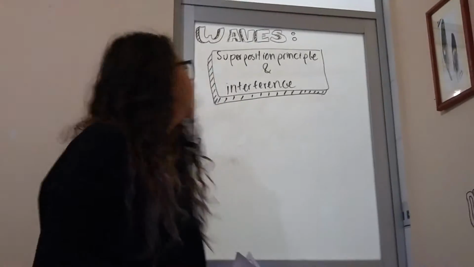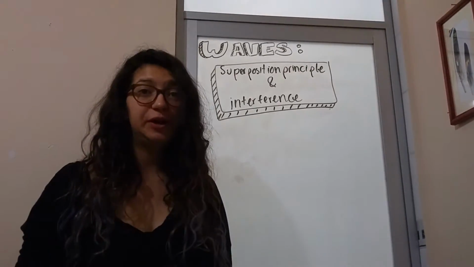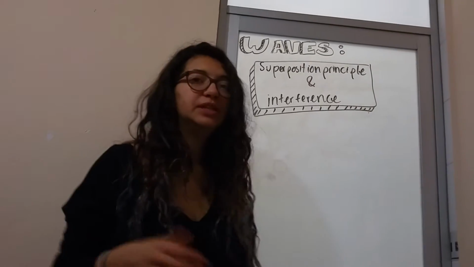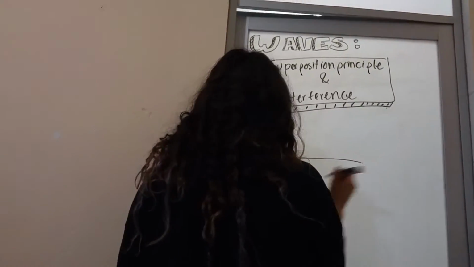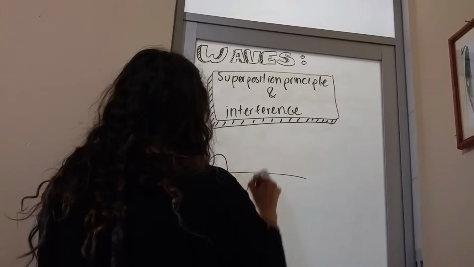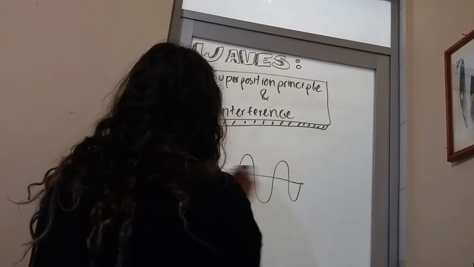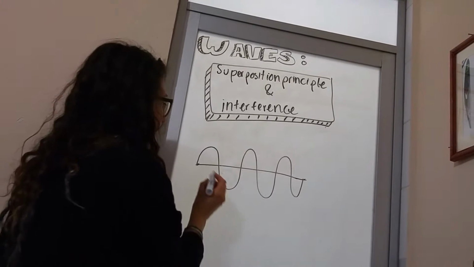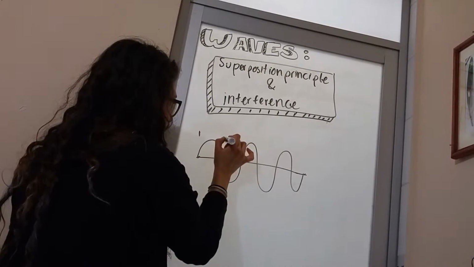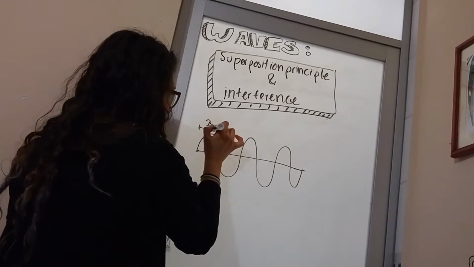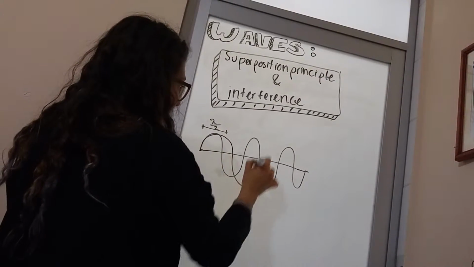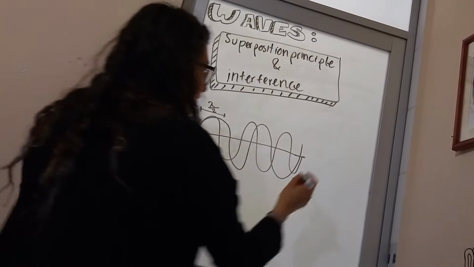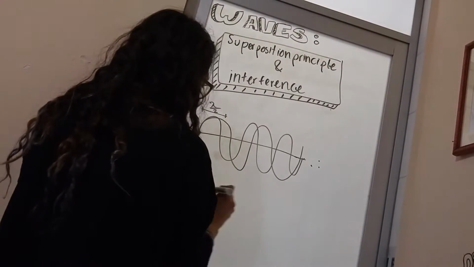Hi, well, we're going to talk about the superposition principle and interference. A superposition principle comes up when we have two waves that cross each other. For example, we have this wave and it moves this way. And we just need to remember that from here to here, this is half of a lambda. So then we will have another wave that moves this way. So the result of these ones will be an extra wave.